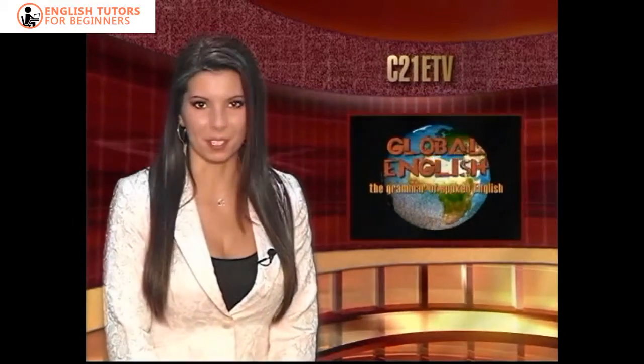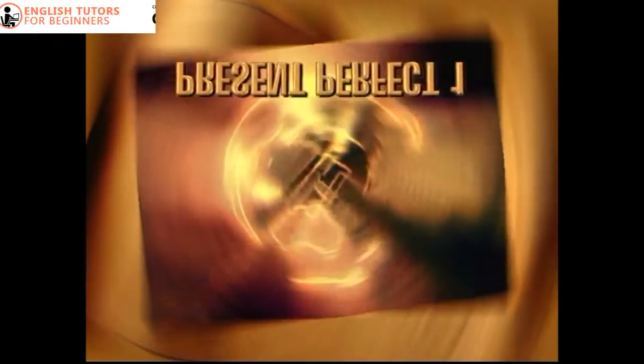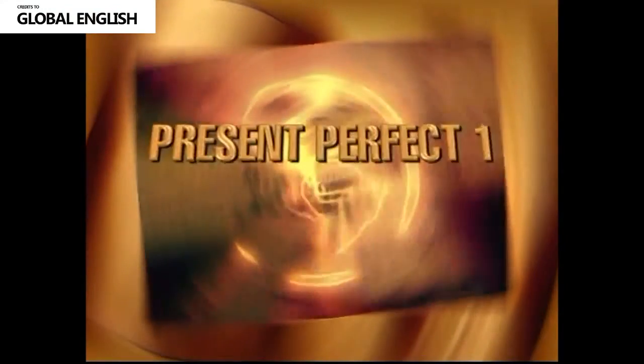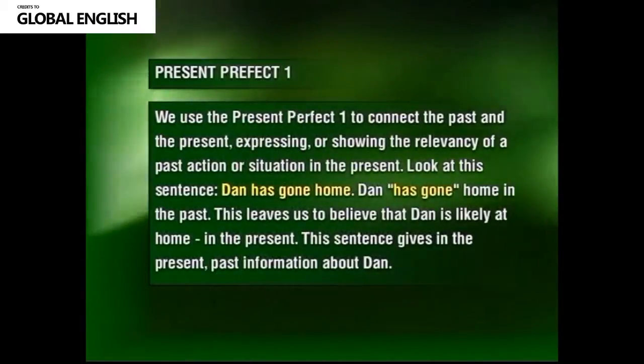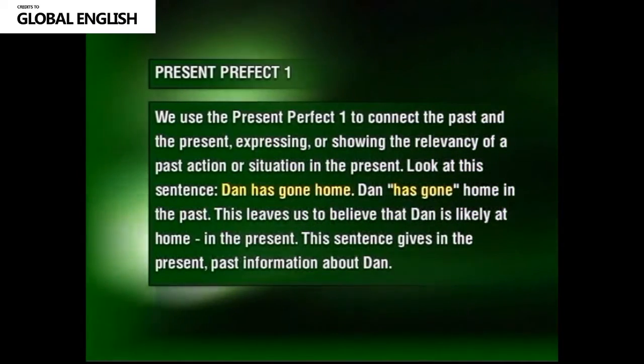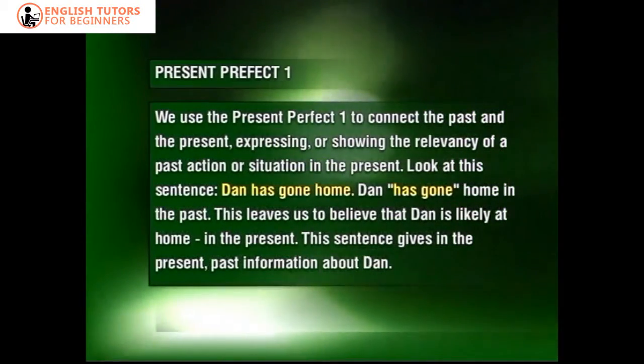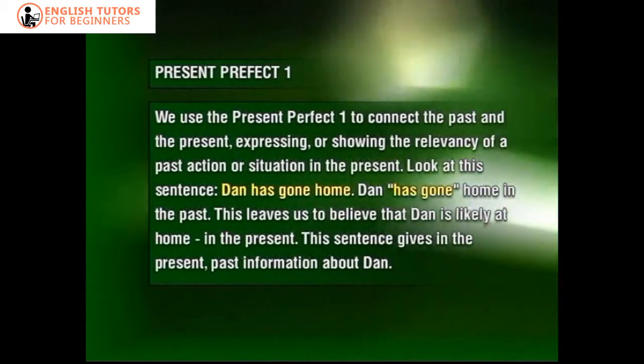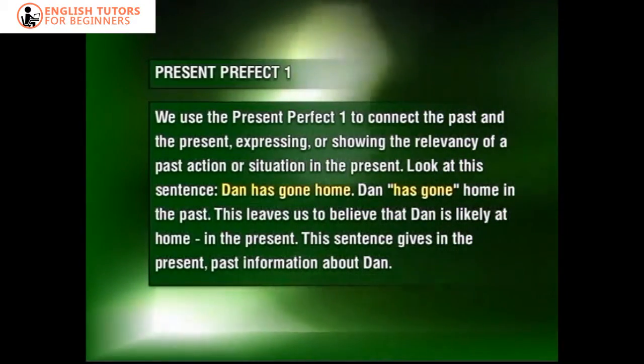Let's see how present perfect 1 works. We use the present perfect 1 to connect the past and the present, expressing or showing the relevancy of a past action or situation in the present.